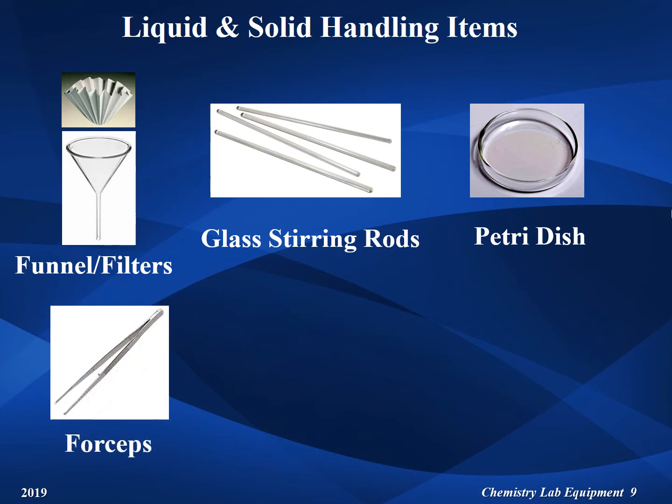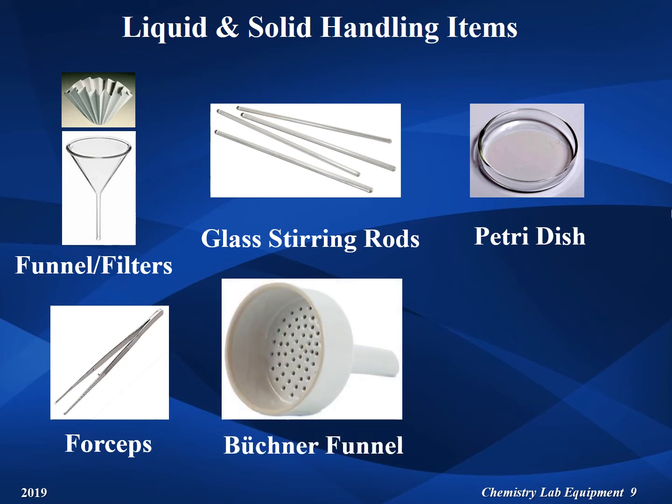Forceps for handling small items. A Buchner funnel used to filter solid precipitates from a liquid slurry. This type of funnel uses a flat, circular type of filter paper, and is usually attached to a flask with a vacuum connection in order to speed up the filtration process.